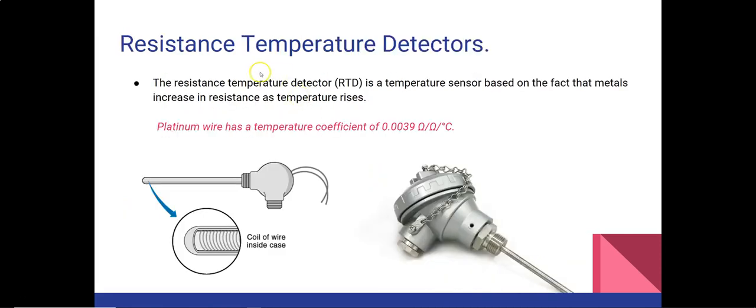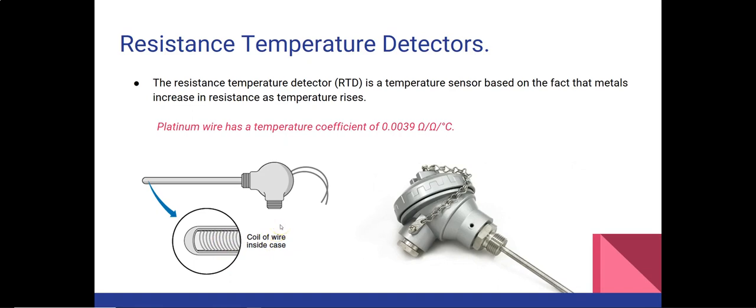Now next we have resistance temperature detectors. The resistance temperature detector is a temperature sensor based on the fact that metals increase in resistance as temperature rises. So these resistance temperature detectors are a thin film made of platinum, which is used for measurement of temperature. And these detectors have great stability, accuracy and repeatability. The resistance of this type of detector tends to be almost linear with the temperature, which means as the temperature increases, the resistance also increases linearly.